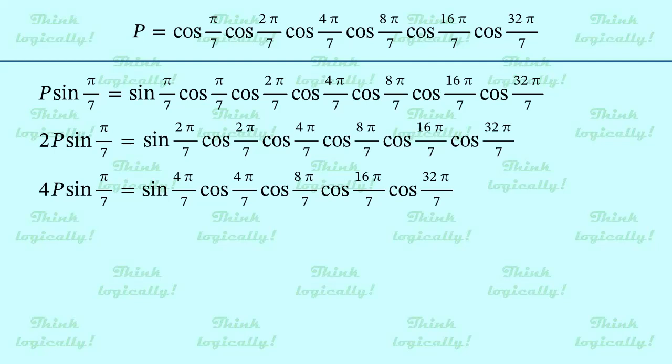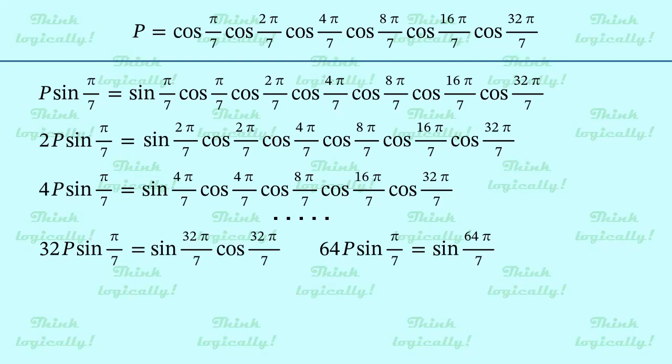The pattern is clear, and it becomes obvious that by repeating the process we eventually get 32P times sine of pi over 7 in the left hand side, while the right hand side becomes sine of 32 pi over 7 times cosine of 32 pi over 7. For the last time we apply our magic trick and get 64P times sine of pi over 7 equals sine of 64 pi over 7. And we only need to find what sine of 64 pi over 7 really means.